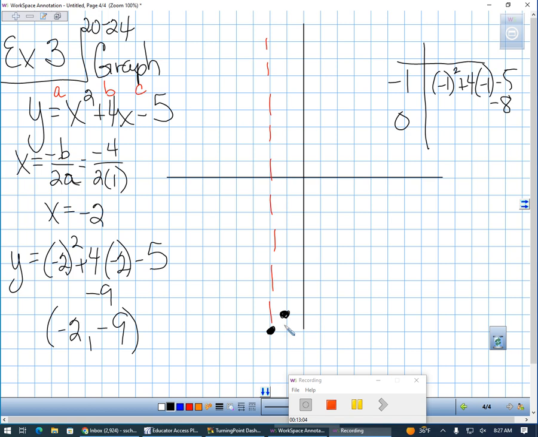The second point I'm going to plug in is 0. So I have 0 squared plus 4 times 0 minus 5. So what do I get on 0? Minus 5. Good. So on my y-axis, I'm going to go down 5. 1, 2, 3, 4, 5, and put a dot. Now step 4 says to reflect them. So this dot is just 1 away on the right, so it should be 1 away on the left. This dot is 2 on the right, so it's going to be 2 on the left. And now we connect them.